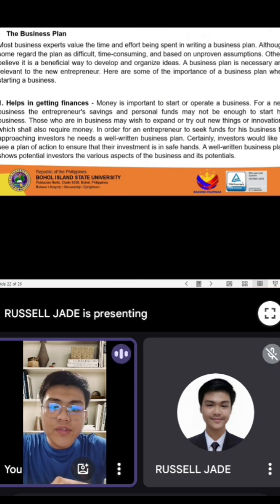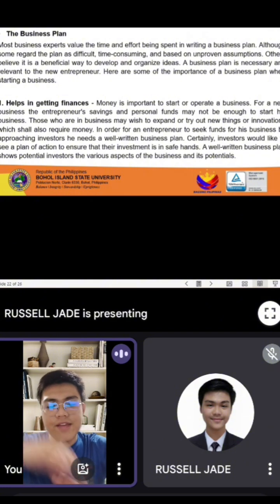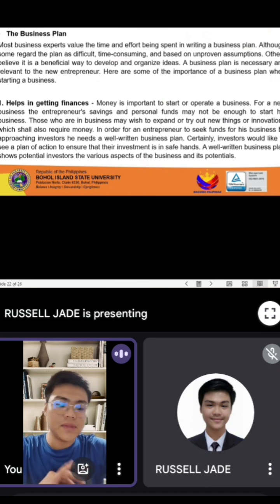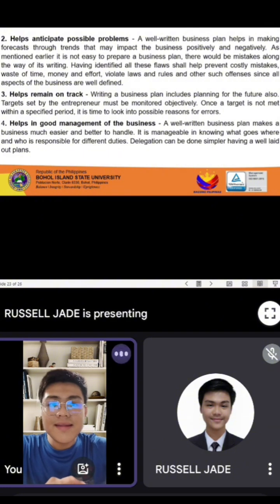In order for an entrepreneur to seek funds for his business by approaching investors, he needs a well-written business plan. Certainly, investors would like to see a plan of action to ensure that their investment is in safe hands. So a well-written business plan shows potential investors the various aspects of the business and its potentials. Then next, it helps in anticipating possible problems. A well-written business plan helps in making forecasts through trends that may impact the business positively and negatively.